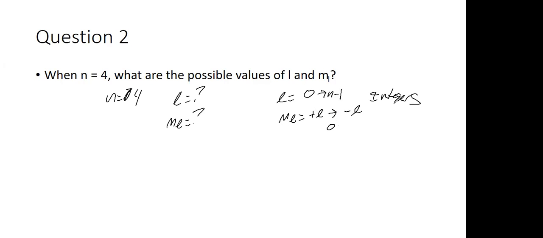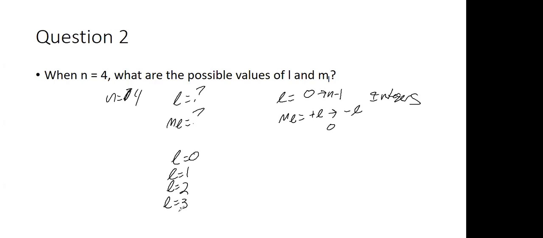Right. So what I'm going to do is start and label all the L's we have, all of the possible values of L. So L goes from 0 to n minus 1. If n is 4, that means L goes all the way to 3, or could.